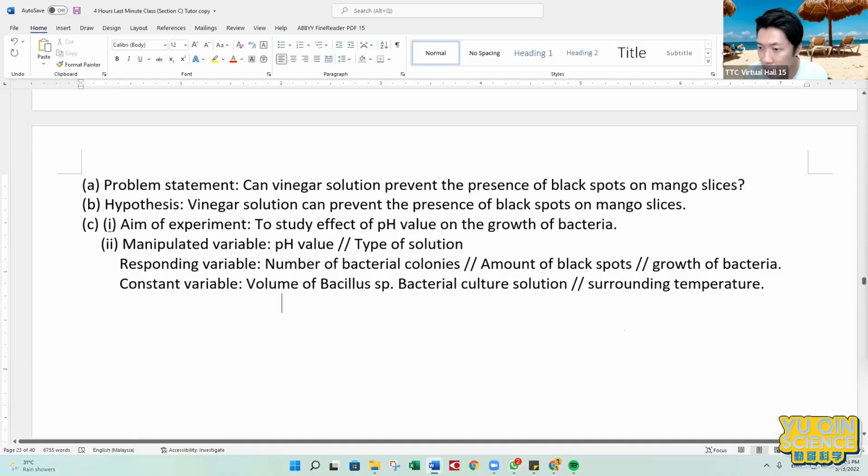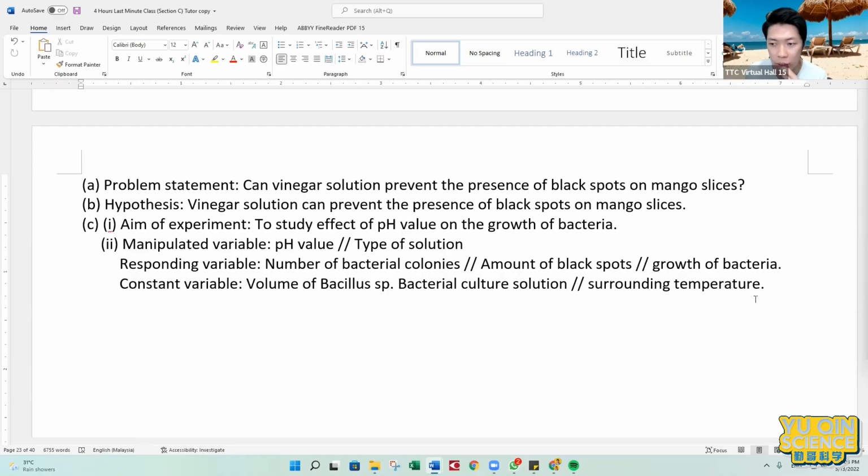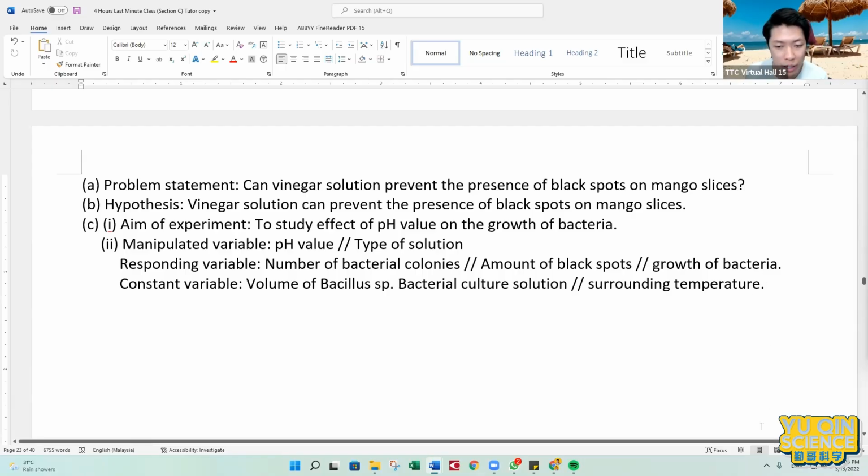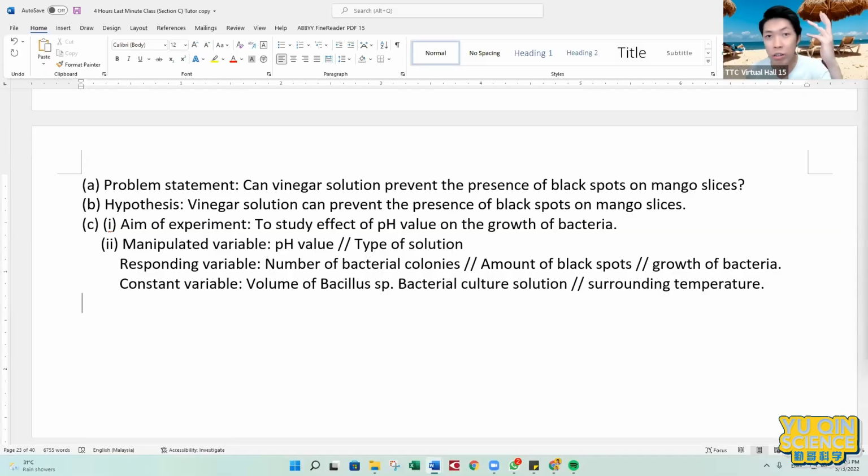If the surrounding lighting or darkness, that's called light intensity though. Yes, you can. The proper word for it is light intensity. Alright, okay, cool. There you go, ladies and gentlemen.